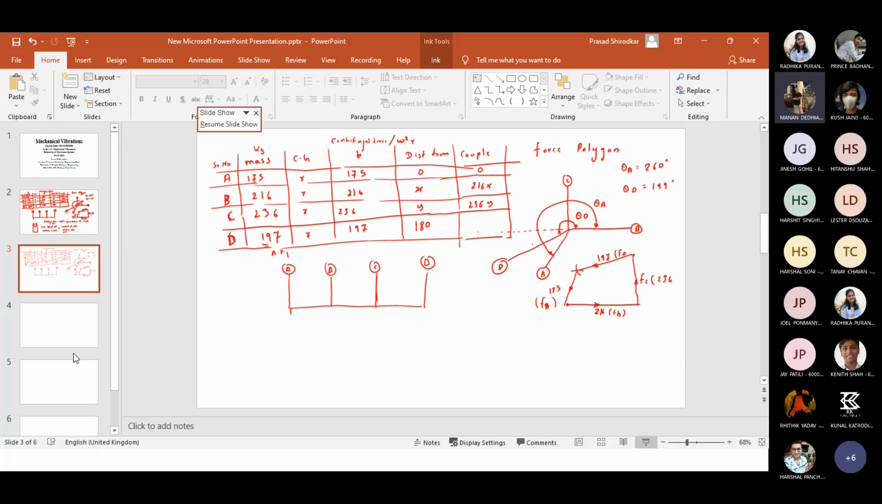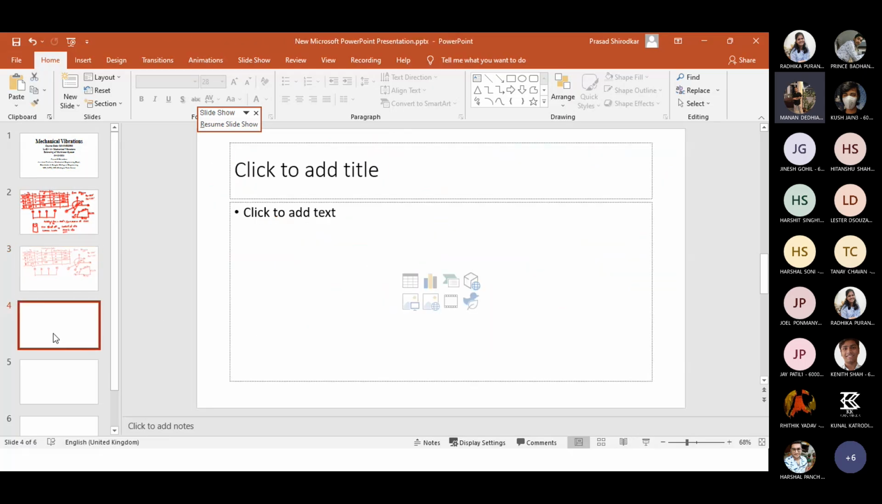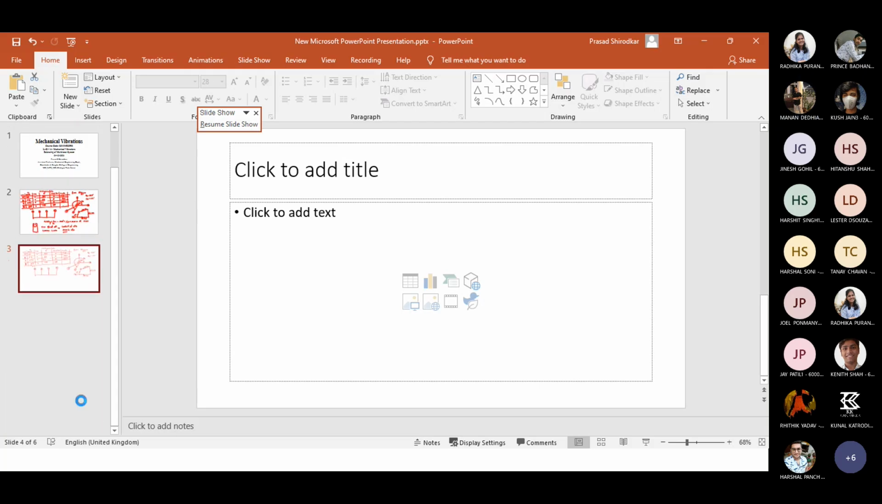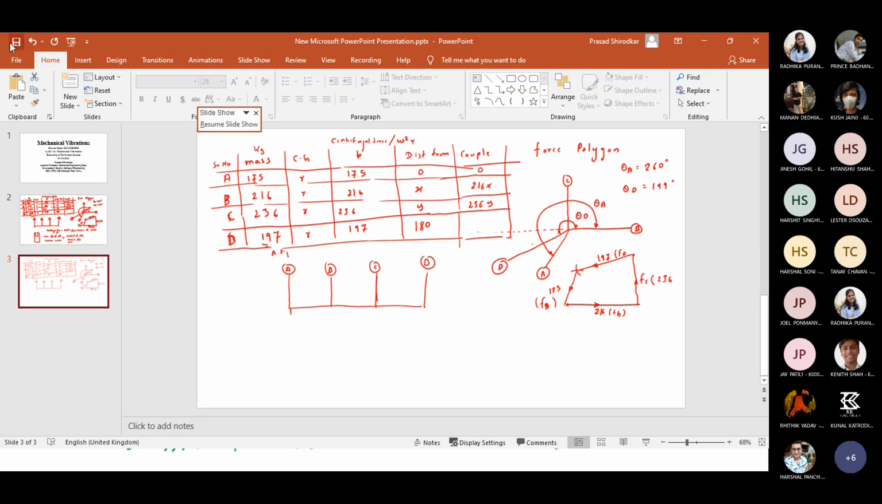Sir, is it okay to upload a SolidWorks screenshot? Yes, you can do it in SolidWorks, but don't share it with other students. If I see the same thing getting repeated, then I will reduce marks.